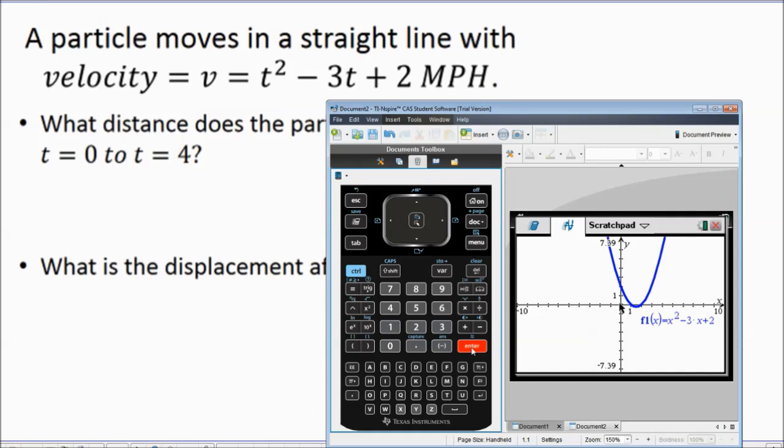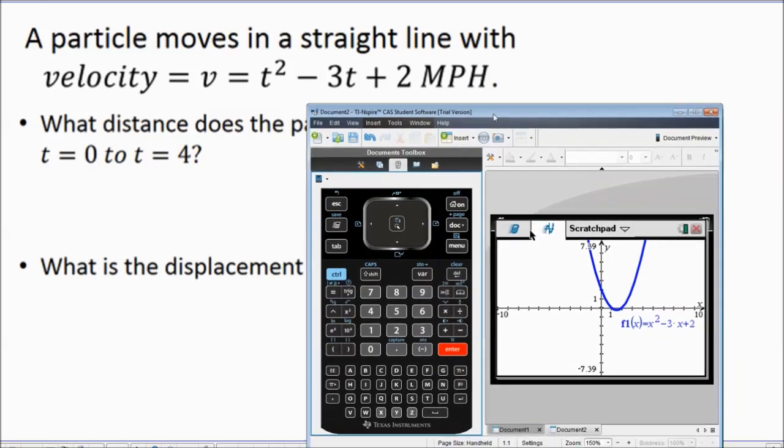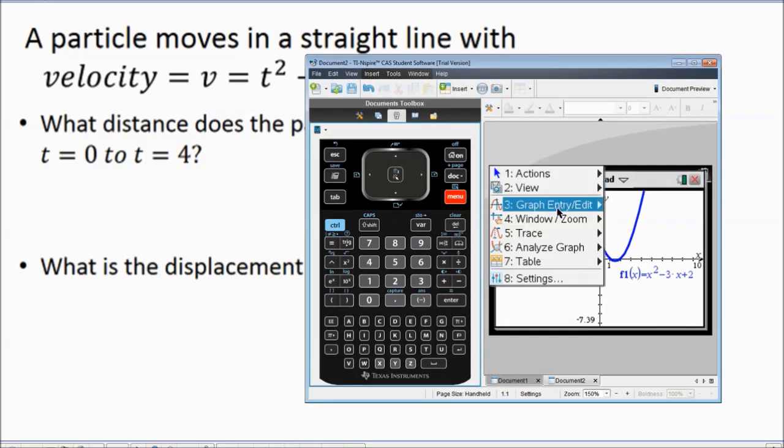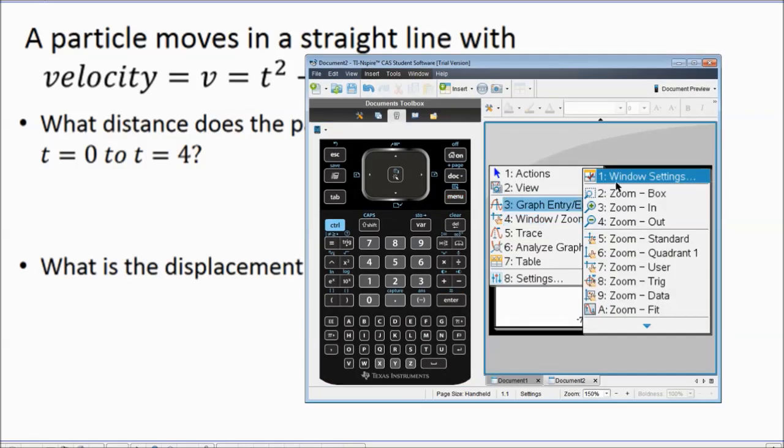Cool. Okay. And as I look at this, one of the things that jumps out at me is that my window range goes from -10 to 10, but this question is very clear. It only asks about 0 to 4. And what about part B? Only asks about 4 seconds. So I want to change my window to make sure I'm looking at only the relevant domain of this question.